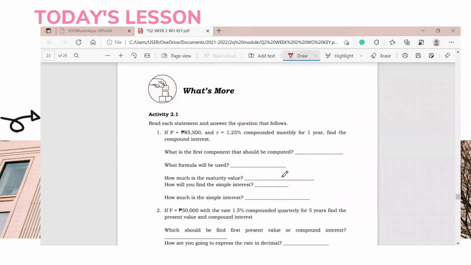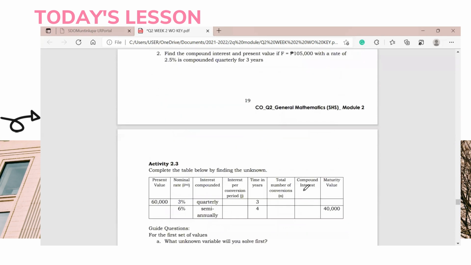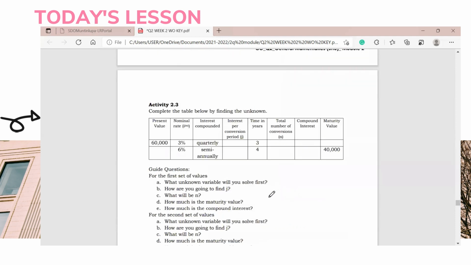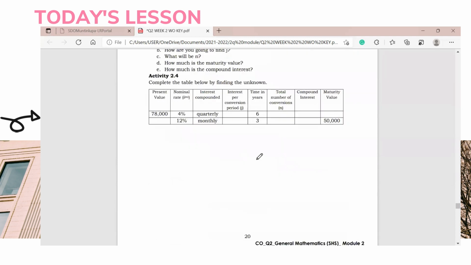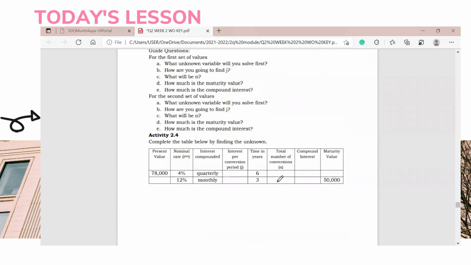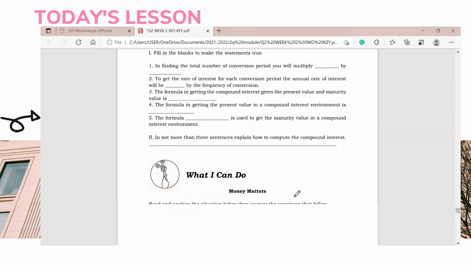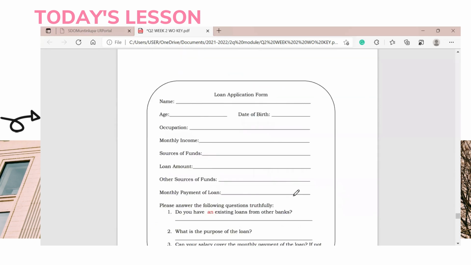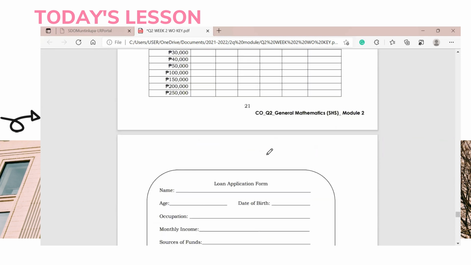So, you will answer this Activity 2.1, copy and answer. Activity 2.2, copy and answer them. And Activity 2.3 and Activity 2.4. Sa Saturday ko ibibigay ang answers para ma-check niyo yung sarili niyong mga sagot. And then after nyan, I will be posting to our G class yung ating assessment test. So yan ang lesson natin, lesson number 2 for our week number 2.